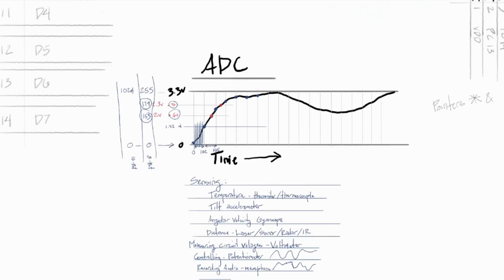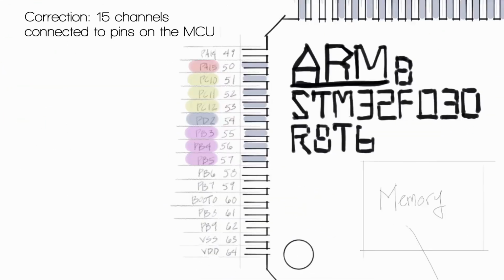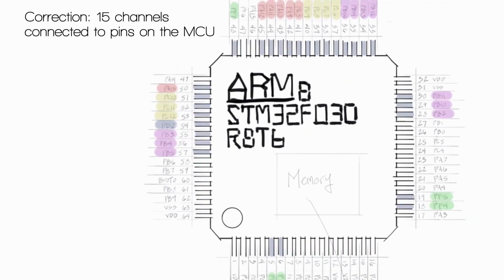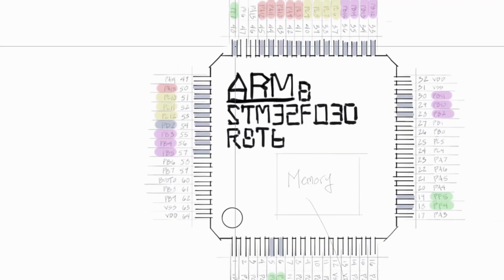With the microcontroller that we're using, there are 16 channels of analog to digital converter pins that are located along the microcontroller. And there's also one channel within the microcontroller that actually has a temperature sensor.